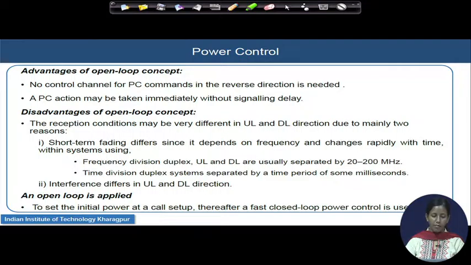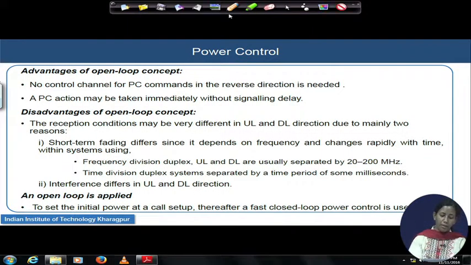Number one, the uplink and downlink channel conditions. The way we communicate is such that we either do frequency division duplexing, or we do time division duplexing. There are two different kinds of systems available in practice. Frequency division duplexing means that for the uplink and the downlink, you use two different channels. The uplink channel and the downlink channel are completely different for the transmission, and they are usually separated by around 20 to 200 megahertz from each other.